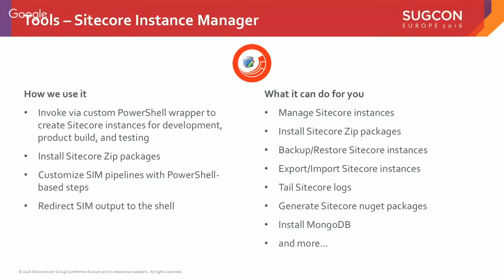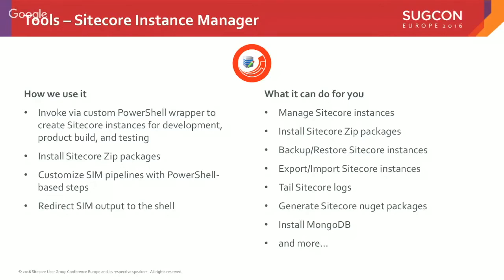And there are all kinds of hidden tools in SIM, like tailing Sitecore logs. The Sitecore NuGet package generator is in there. It can even install MongoDB for you very quickly and easily, including setting up the service and all that. So if you aren't using SIM, you should be. If you are, explore it more, because there's probably stuff you didn't even realize was there.